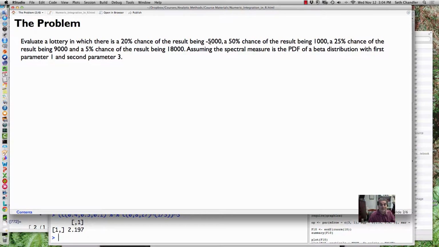20% chance of being negative 5,000, 50% chance of 1,000, 25% chance of the result being 9,000, 5% chance of the result being 18,000. Assume that the weighting function is the PDF of a beta distribution with a first parameter 1 and a second parameter 3. So before I make you do this in R, as a fun exercise, do this in Mathematica first, based on what I already told you. That should be a doable proposition. And if you don't have your laptop with you, write down what you would write.